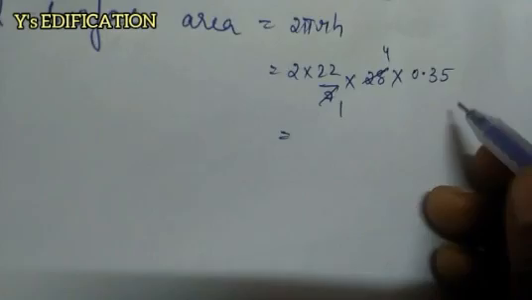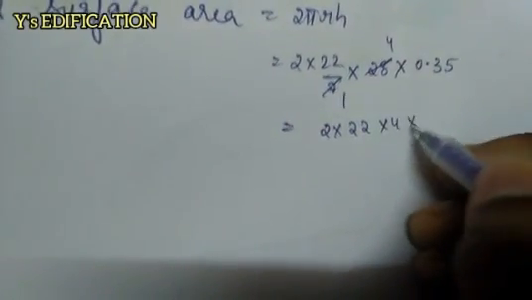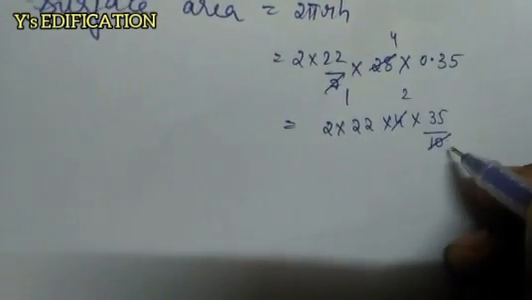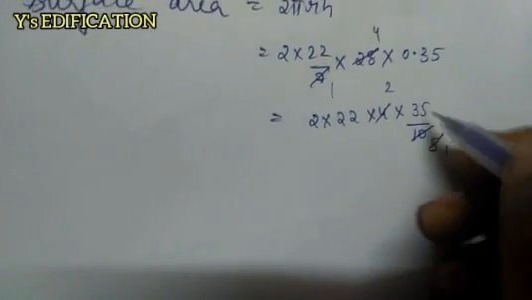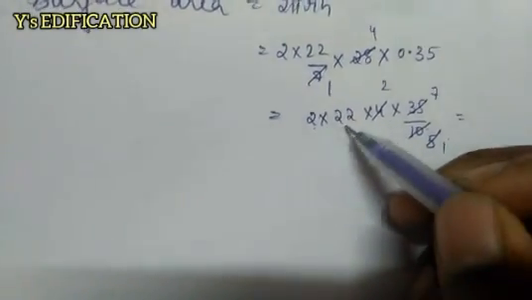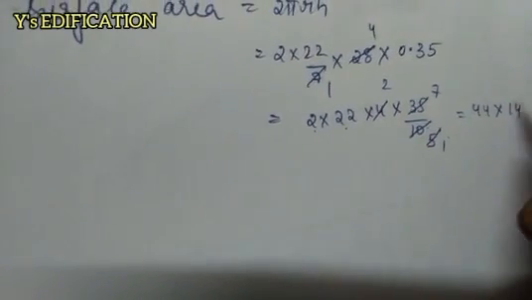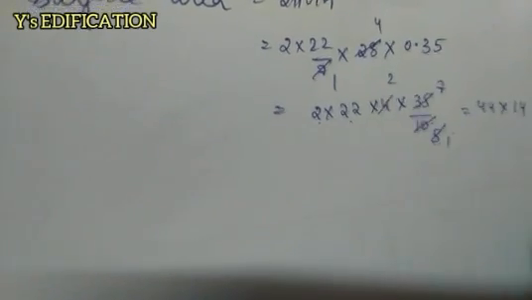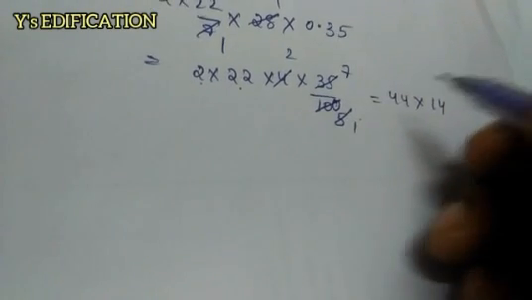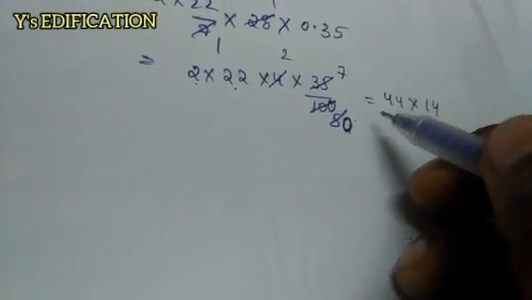Now we will write this 0.35 as 35 by 10 into 4 into 35 by 10. So 2 2s are 4, 2 5s are 10, 5 1s are 5, 5 7s are 35. So what is left here? 2 into 22 is 44, into 7 into 2 is 14. So 44 into 14. Okay, this is 35 by 100. So this will become 50. Okay.